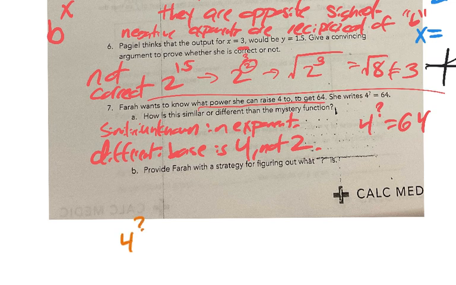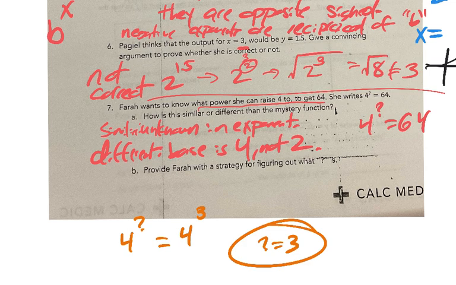Here's another strategy for you. Can I write 64 as a power of 4? Yes. 64 is what? It's 4 to the third. So this means what? If 4 raised to something is equal to 4 to the third, then what do I know? The question mark is 3. 4 raised to something is the same thing as 4 to the third. What's the something? 3. Yeah.